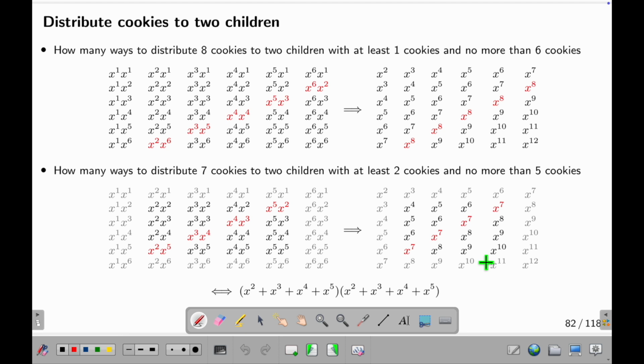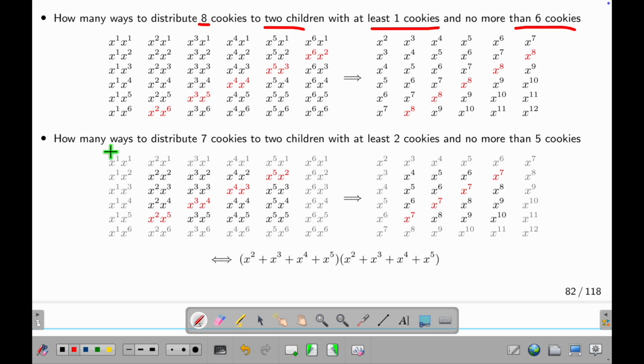This is the cookie question. How to distribute cookies to 2 children? At least 1 cookie for each child and no more than 6 cookies. So that means what? Child 1 is the first x, child 2 is the second x. This means child 1 gets 2 cookies, child 2 gets 6 cookies. This means child 1 gets 3, child 2 gets 5, and then child 1 gets 4, child 2 gets 4, and so on. And if you multiply their powers, they all get 8, 8, 8, 8. Yeah, you are distributing 8. You throw 8 cookies to them.